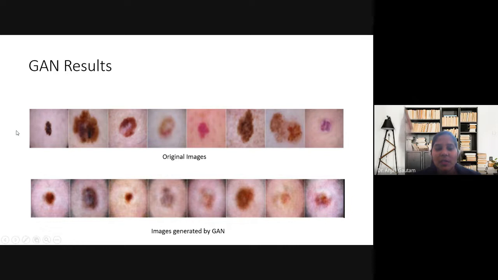Just look at these images. These are the original images, and the images which are generated by GAN are shown below.